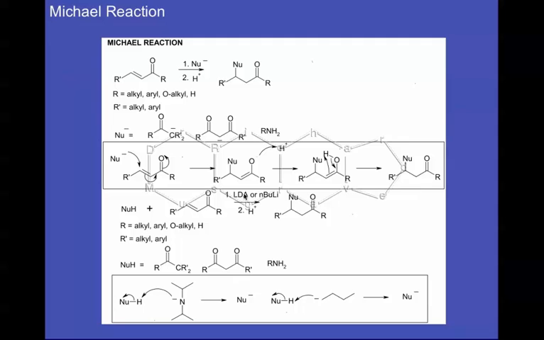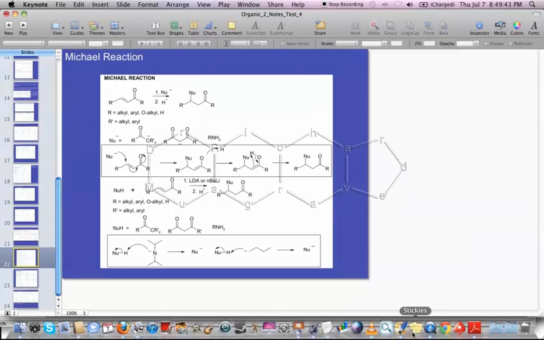Now the base, what's going to happen is it's going to remove the proton from the nucleophile and form the Nu- in the first step. And then the Nu- will go ahead and attack this reagent in the same way as it does up here. Alright, I'm going to show you an example of that one as well.